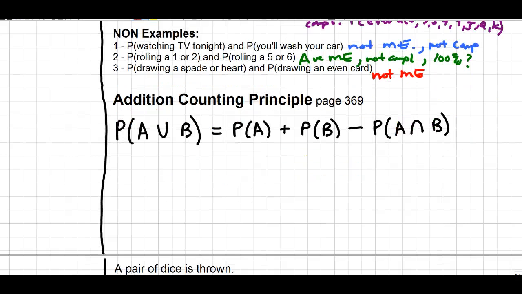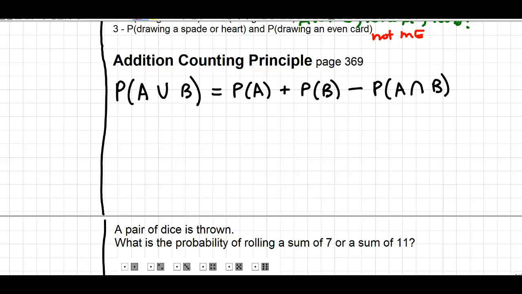Our other topic for today is the addition counting principle, taken from page 369 in your text. The formula for the addition counting principle, sometimes referred to as ACP, addition counting principle. The formula here looks complicated and scary. I'm going to try to break it down for you so that it's not quite so overwhelming. P is going to be, of course, standing for probability all the way across. And the two events here are just A and B. So we've got the probability of two events, and we're doing the union symbol in between. Remember that the union symbol has a keyword of the word or. So we're talking about two events, one event or the other happening.